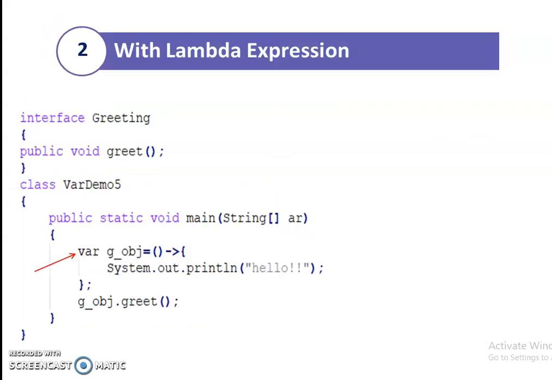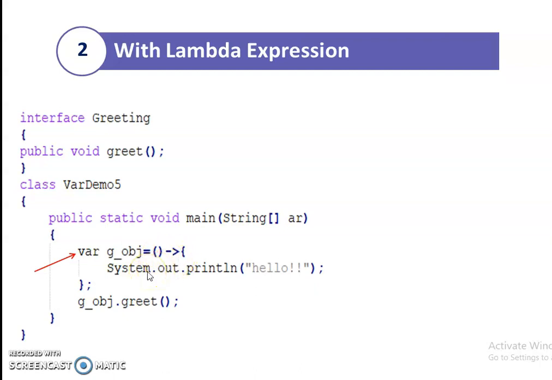Now let's see another case. Here we are using lambda expression. We have already discussed lambda expression in one of the videos. You can refer the link given in the description box to understand lambda expression. Now here we have one interface named greeting with one abstract method greet. We have one class var_demo5. We have main method. Inside main method we have declared this object as var, and we are writing lambda expression.